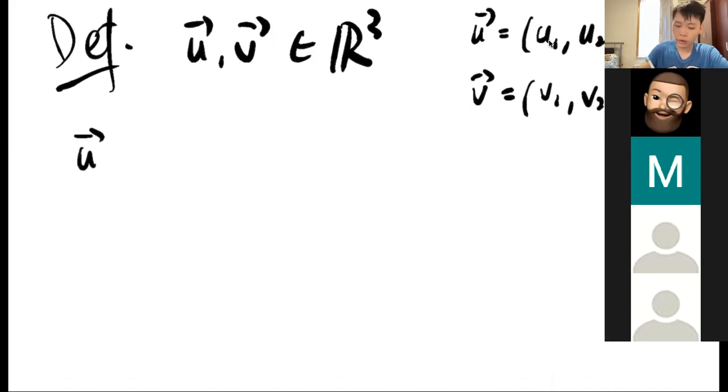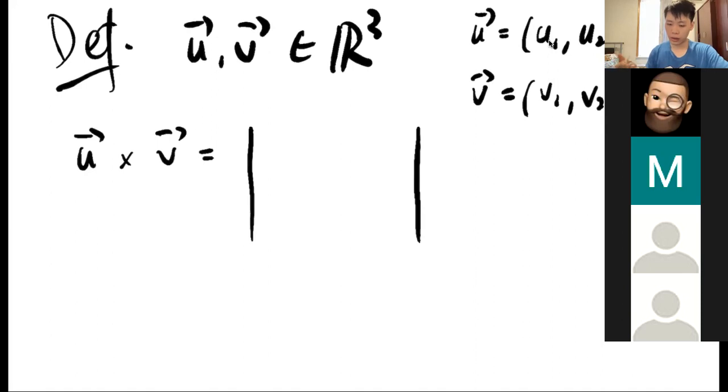Then u cross v is exactly the determinant with the form where you put i, j, k vectors. Remember, these are the standard vectors in R3. Basically, i only has information in the x dimension, j only has 1 in the y dimension, and k only has 1 in the z dimension.